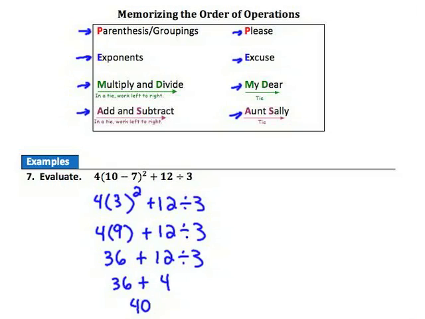Notice when I solved this order of operations question, I did one step at a time, performing an operation in each of these steps until I worked down to a final answer.